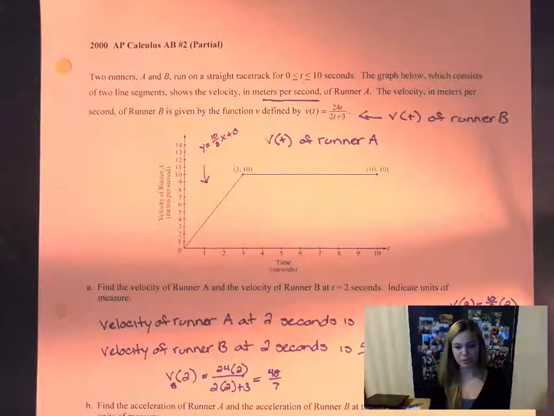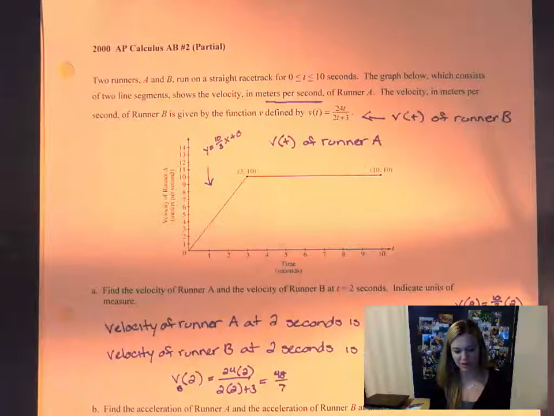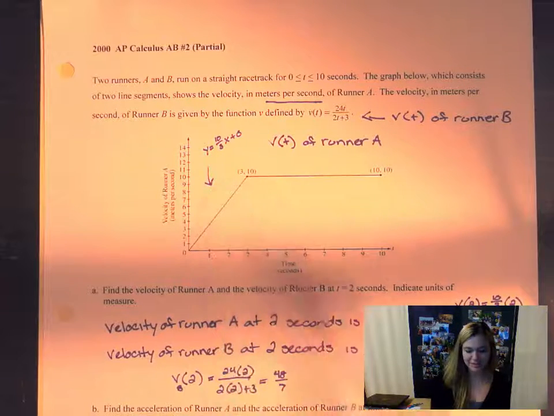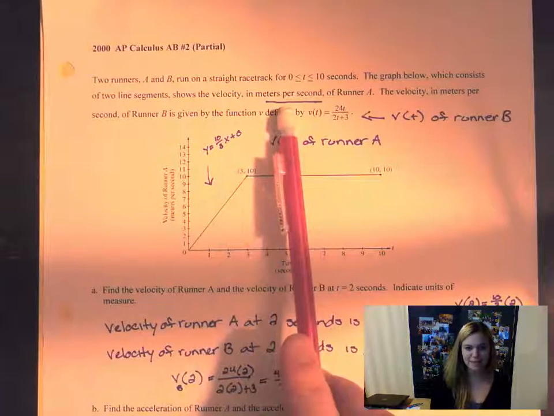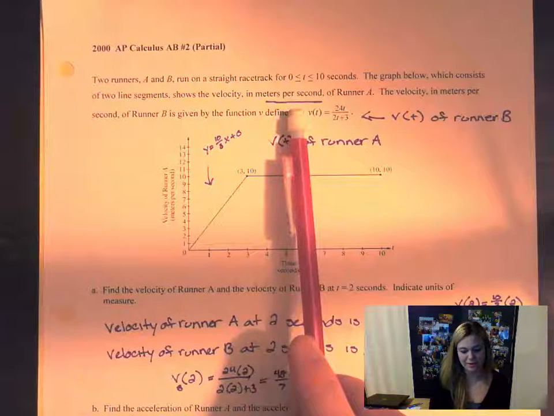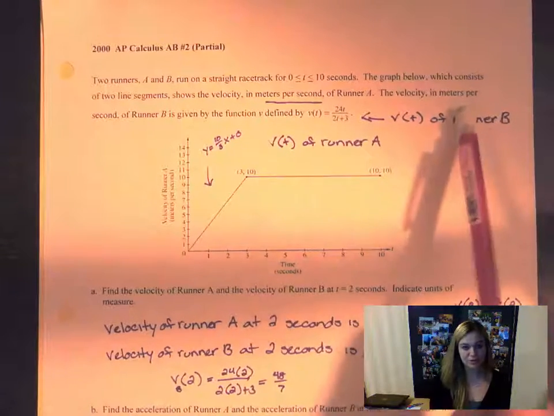Here's another one. So we're moving right along, going through the years. I feel like this is like calculus through the ages. We're up to year 2000. 2 runners, A and B. This problem is actually pretty straightforward. So 2 runners, A and B, are run on this racetrack. The graph consists of 2 line segments. We can see this, but meters per second is what the units for velocity are. This is what velocity is measured in. And that's for runner A, and for runner B also, meters per second.